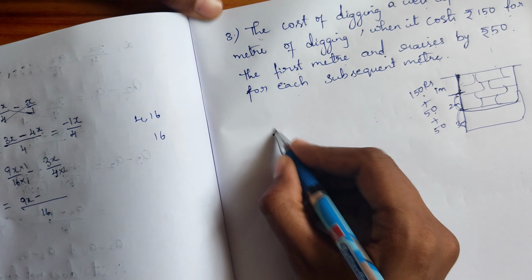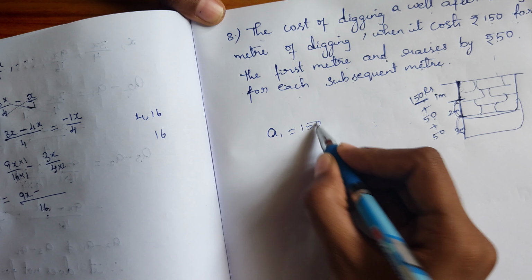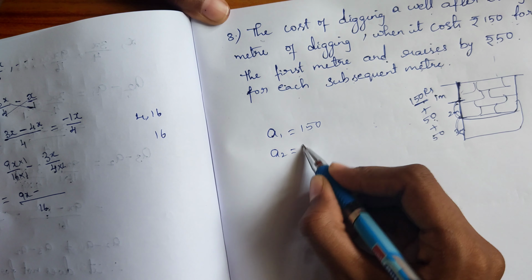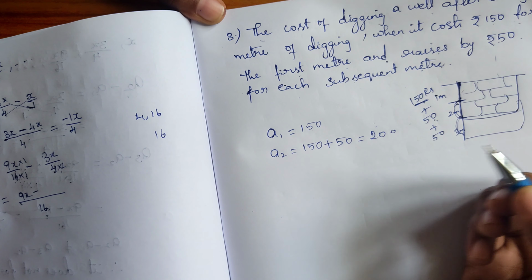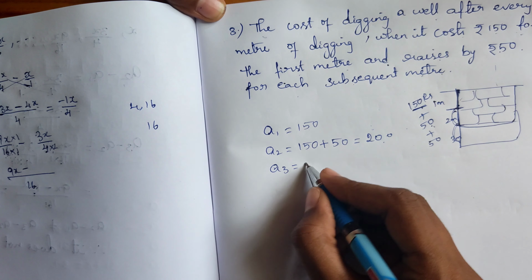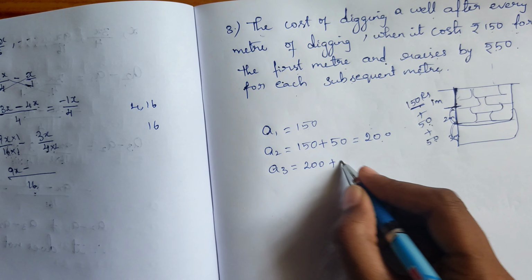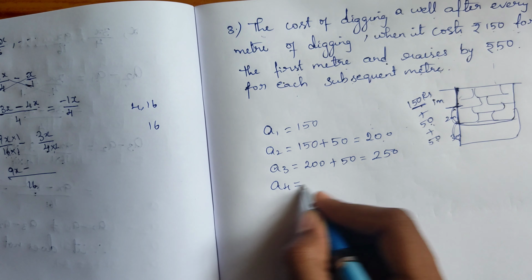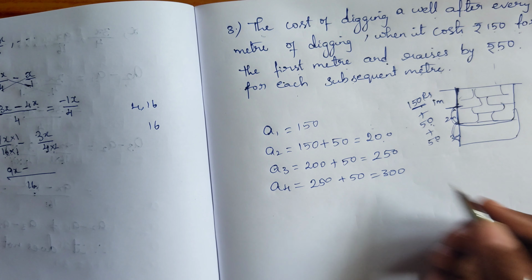So let us write that. That is the first term. For the first meter, it is 150 rupees. For the second, we are going to add 50. Because for the first meter, for the second meter, 50 rupees will be added. So total 200 rupees for the 2 meters. For the third meter, we have 200 rupees for the second meter, and we need to add 50. So 200 plus 50 will be 250. Then the fourth will be 250 plus 50, which will be 300, and it will go on.